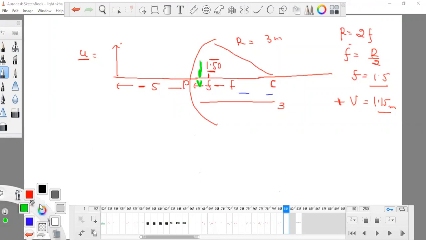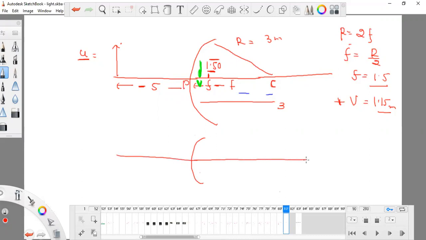So I'm drawing this again. This is my object. This is 5 centimeter away. This should be negative. This is my c. c and r are the same value. If I draw this r, then definitely it is c. The value of c is 3, the value of f is 1.50, small f, and the value of v is 1.15, that is something here.